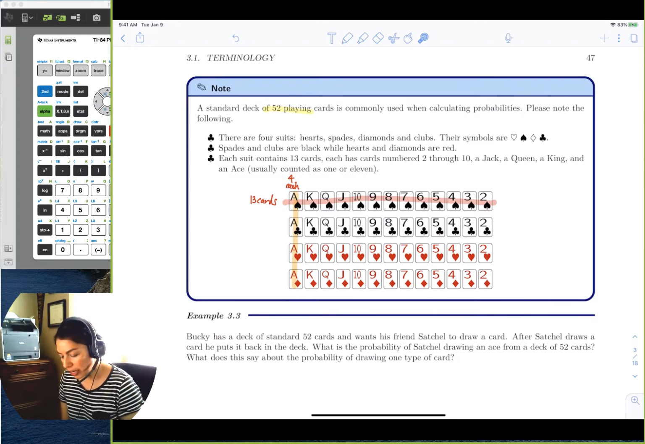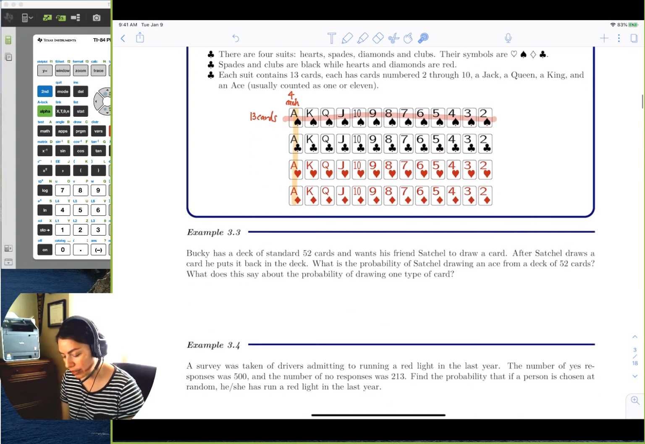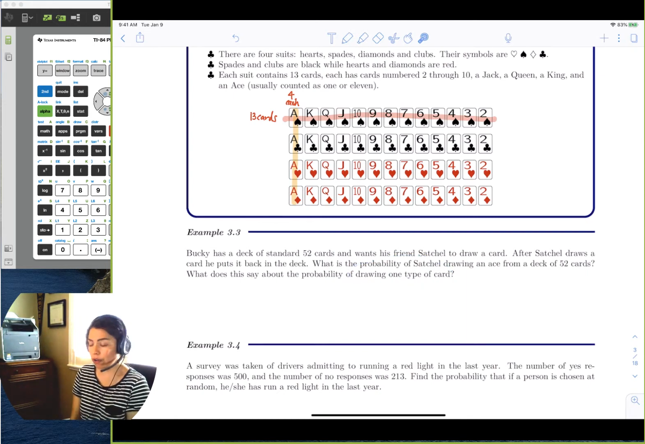So let's just say that Bucky has a standard deck of 52 cards and wants his friend Satchel to draw a card. After Satchel draws a card, he puts it back in the deck. What is the probability of Satchel drawing an ace from the deck of 52 cards, and what does this say about the probability of drawing just one type of card?